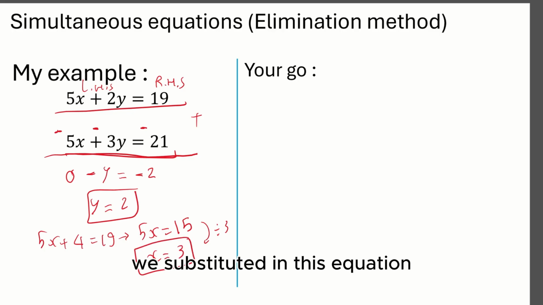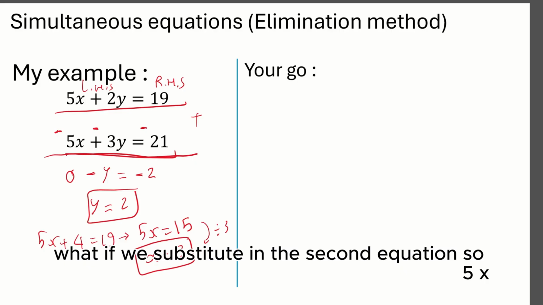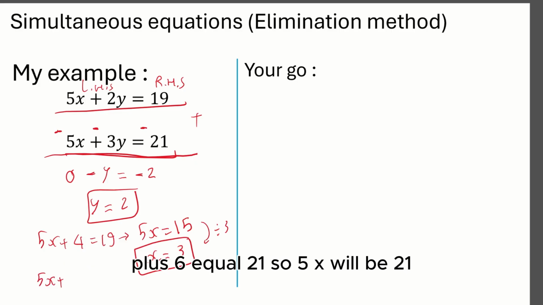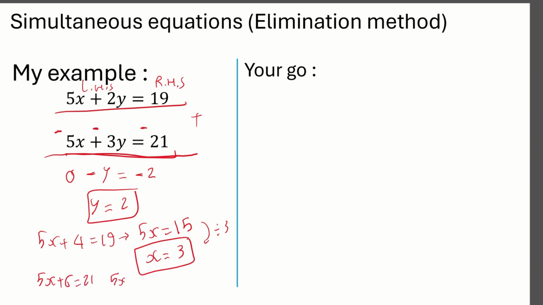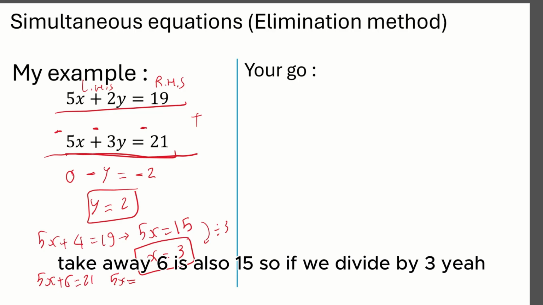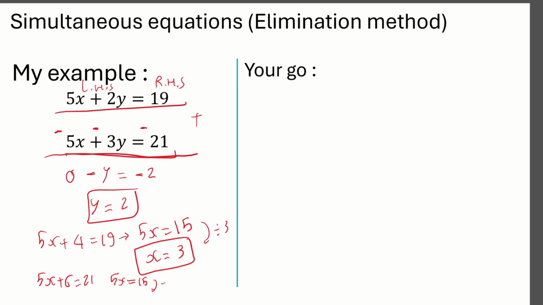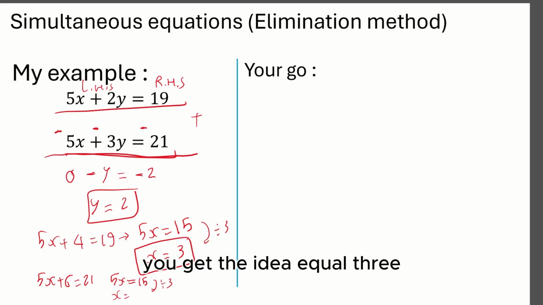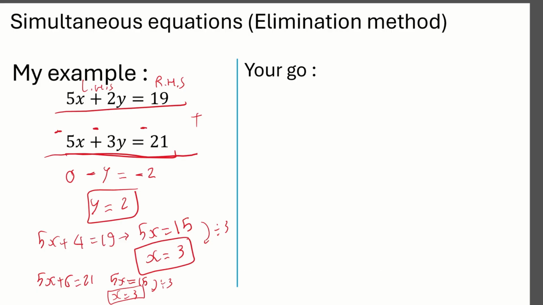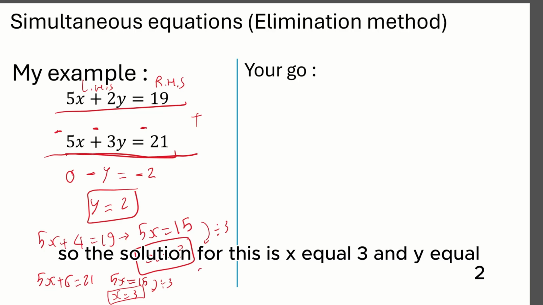Okay, we substituted in this equation. What if we substitute in the second equation? So 5x plus 6 equals 21. So 5x will be 21 take away 6, which is also 15. So if we divide by 5, yeah, you get the idea, x equals 3. So the solution for this is x equals 3 and y equals 2.